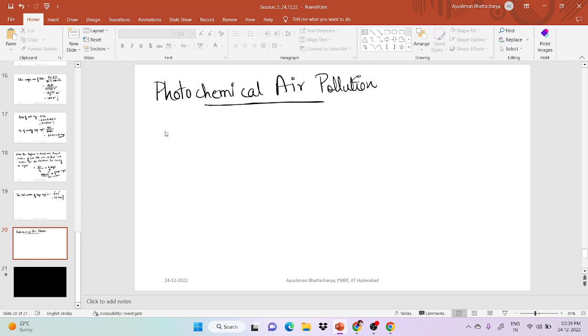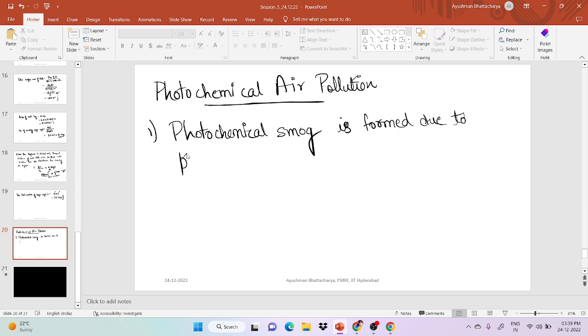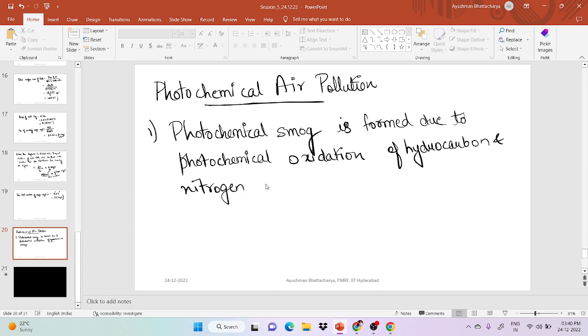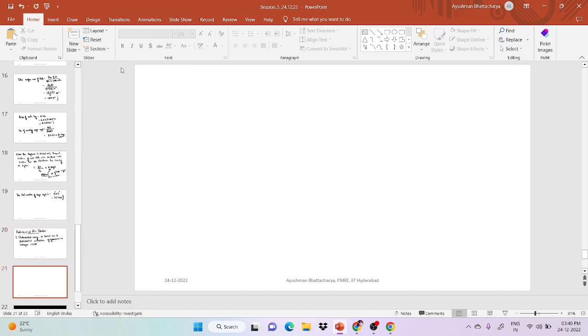So photochemical smog is basically formed due to photochemical oxidation of hydrocarbon and nitrogen oxide. Okay. So under this, nitrogen oxide photochemical oxidation is also there. So photochemical smog is basically formed due to photochemical oxidation of hydrocarbon and nitrogen oxide. So on another side, we will look into nitrogen dioxide photochemical reaction.